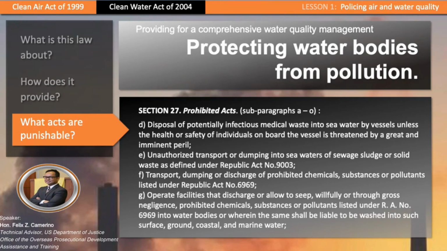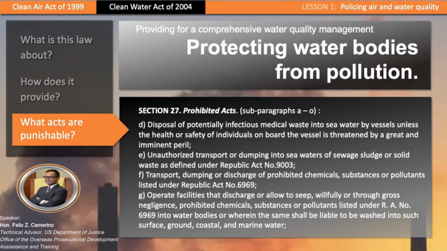Okay. What makes it tricky is the act itself. The way it's presented is that, as a general rule, it's unlawful. That's kind of how it is presented. That's the message that it's saying. It's a general rule that disposing of potentially infectious medical waste into seawater by vessel is unlawful. That's a general rule. Unless, here's the qualifier, see?